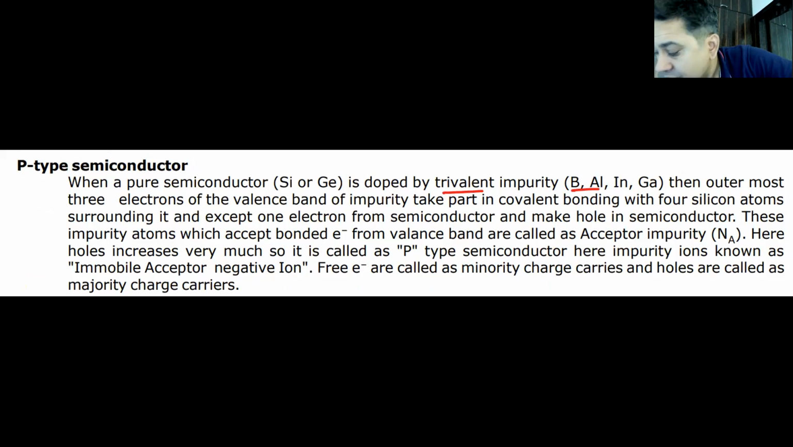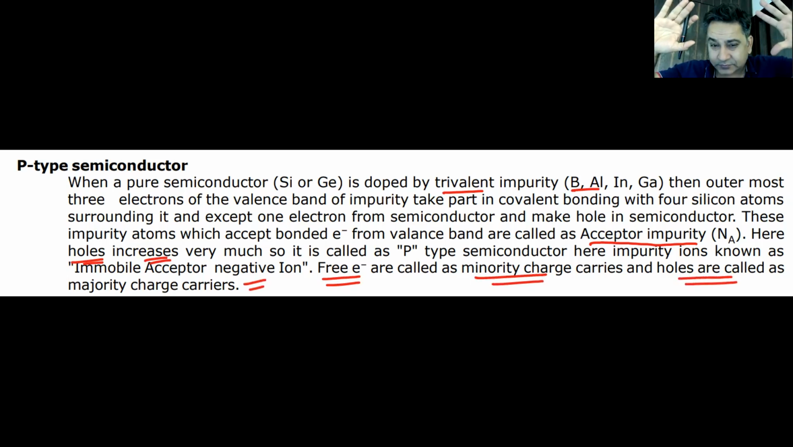This is known as the acceptor impurity. It will accept, saying give me, give me, give me. If it accepts an electron, one electron is less, so one hole would be created. Free electrons are very few. They are there, but very few. They are minority carriers, and holes become majority carriers. Do we understand this?